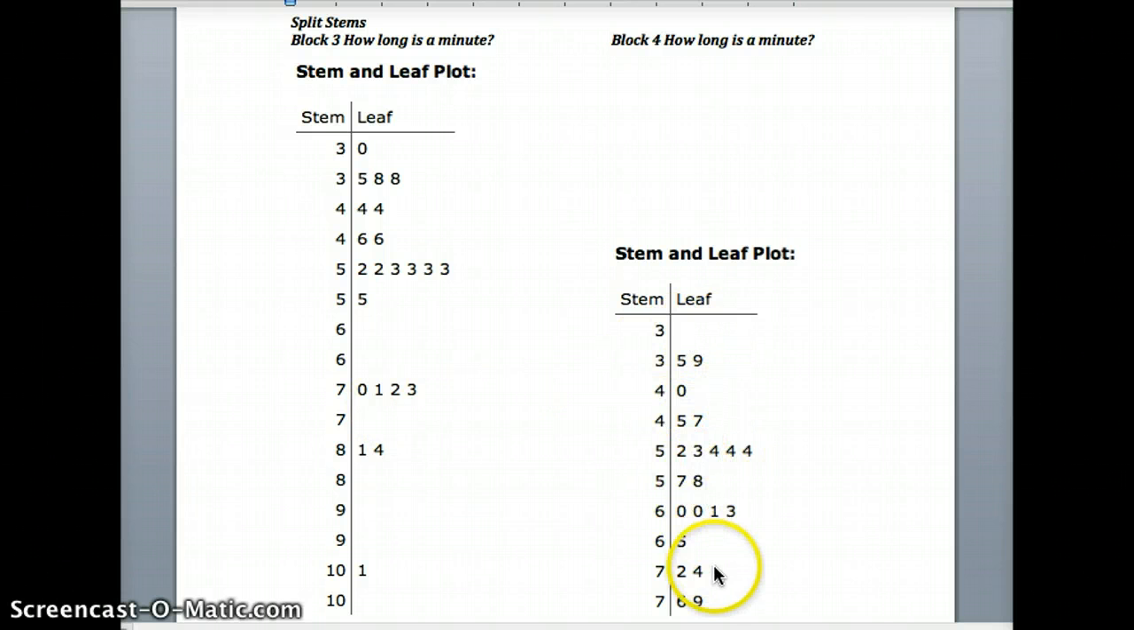You can detect more categories, like where my peak is. You can quickly see my mode for block 4 was 54 because it appears 3 times there. So you have to look at your data and see how spread out it is. If it's clumped together, it's often good to use split stems, meaning you separate the ones values of your data from 0 to 4, then 5 to 9, and so on. So this is split stems on my stem and leaf plot.